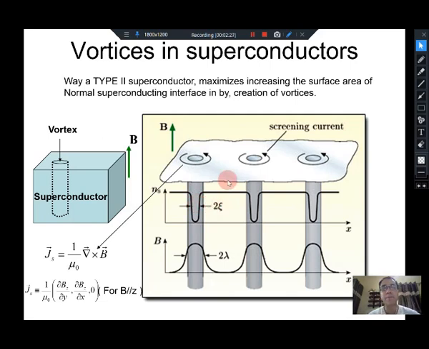Okay, so you create these normal core regions, and because these are normal core regions, the magnetic field will enter into these regions. In the superconducting regions B will be 0, but in the normal regions B will not be equal to 0, because they are normal regions. The B equal to 0 superconducting regions are all going to expel all magnetic field from within their interior, but the B not equal to 0 regions will carry a magnetic field.